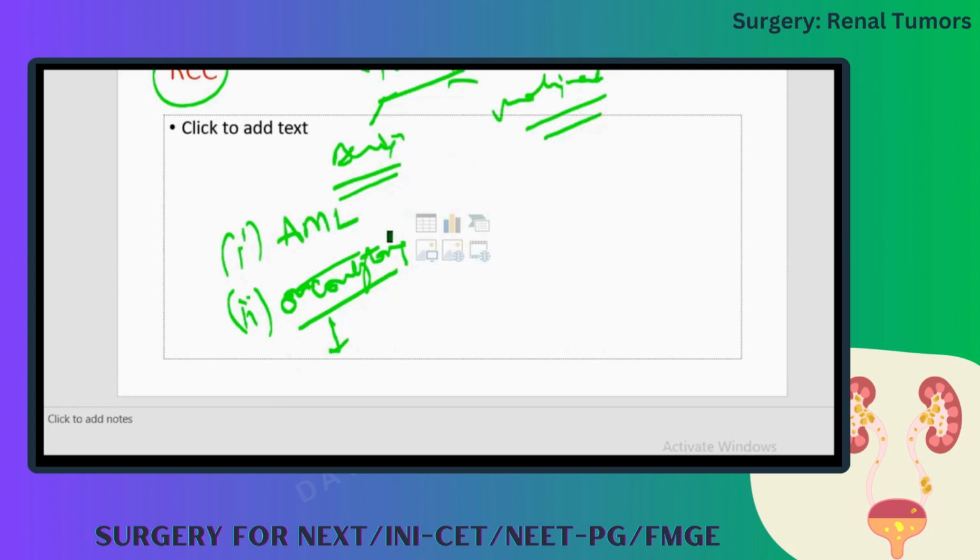What is this? Angiomyolipoma. Okay. These are the 2 benign tumors. The malignant tumor is renal cell carcinoma.